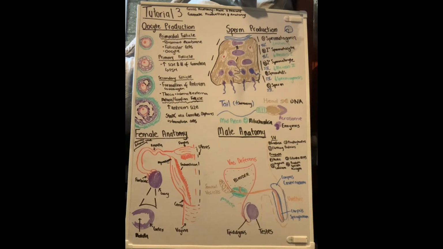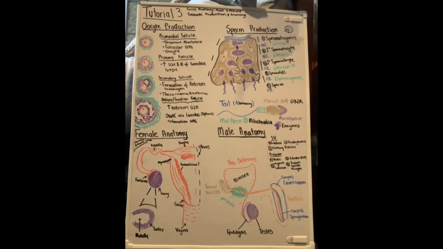So oocyte production begins with a primordial follicle, which consists of just a basement membrane, follicular cells and the oocyte, okay, the egg. It then transitions into the primary follicle with an increase in the size and number of granulosa cells. This is stimulated by the follicle stimulating hormone. So at the top you can see that these follicular cells have just increased in size to become granulosa cells, and if we imagine this side, there is an increase in the number of granulosa cells.